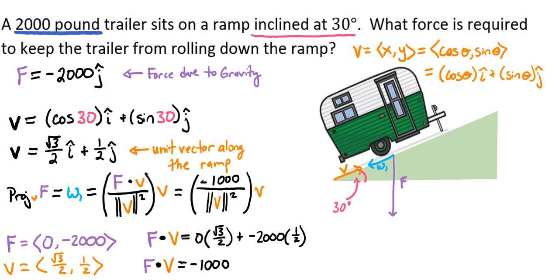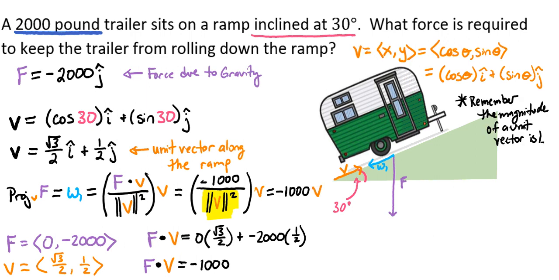So now let's look at our magnitude of vector V squared. Well, V is a unit vector. If it's a unit vector, it means it has a magnitude of 1, and 1 squared is just 1. So we can replace this with a 1. So now we have negative 1,000 times our vector V. And we need a little bit more room, so let's just move all that down.